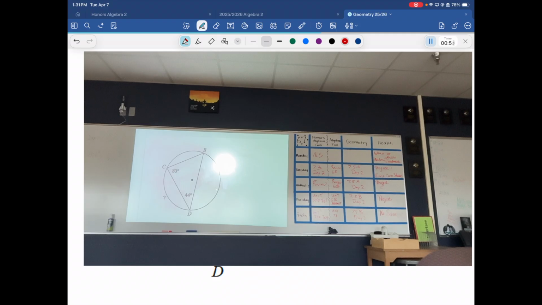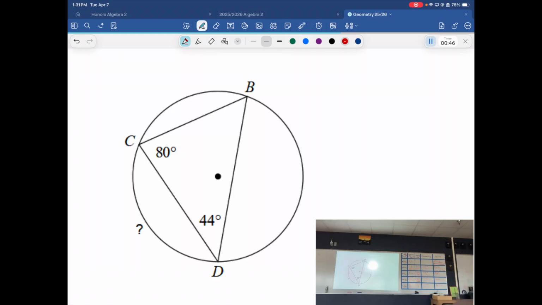That gave you that and that. Then they have to add up to 360. There are a couple ways to do this one.